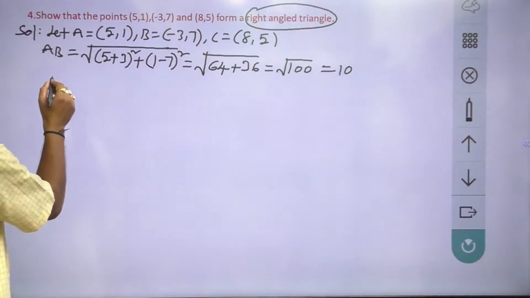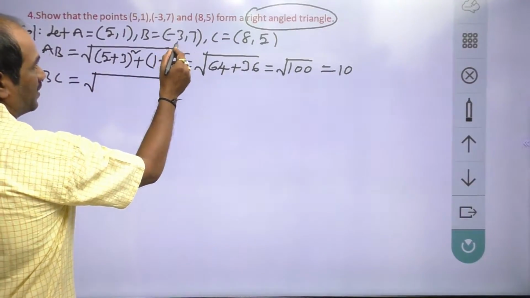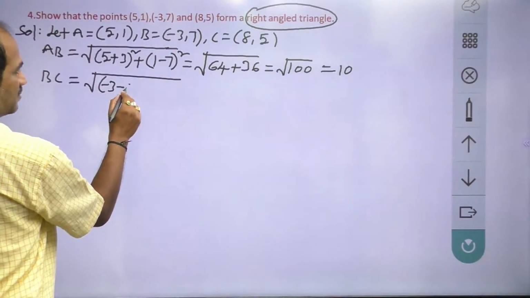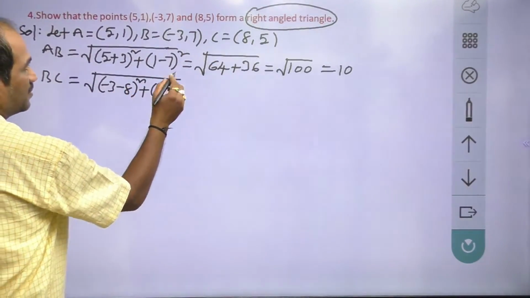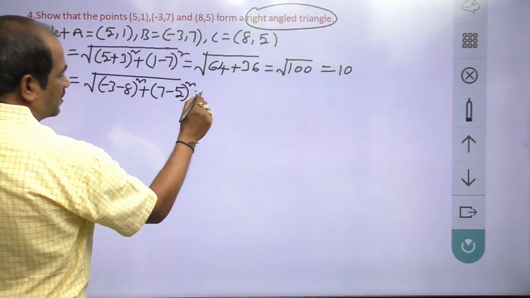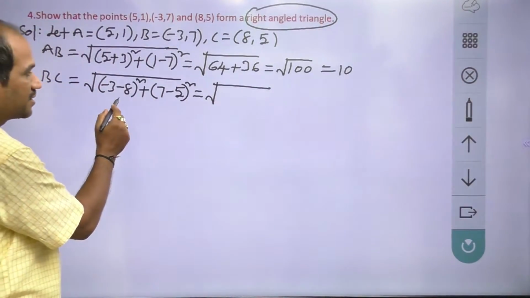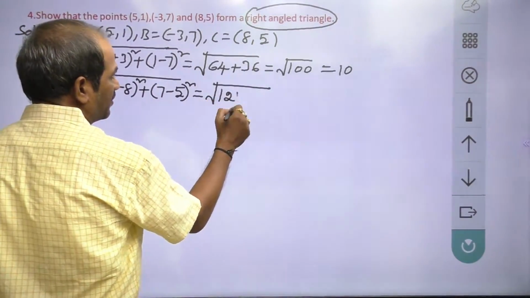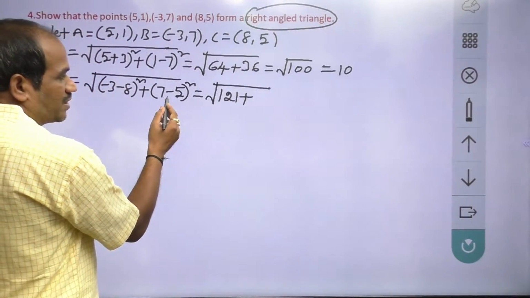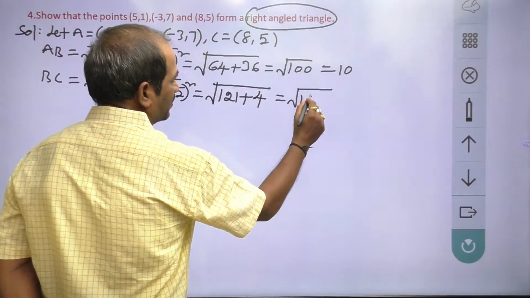Next, BC is equal to the square root of (x1 minus x2) whole square plus (y1 minus y2) whole square. That is minus 3 minus 8, minus 11 whole square, which is 121, plus 7 minus 5, which is 2, 2 square is 4. So the total value is 125.